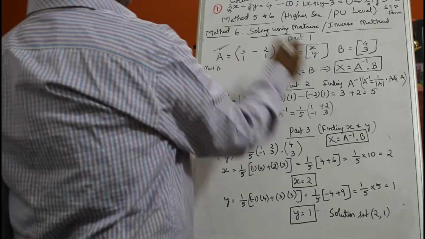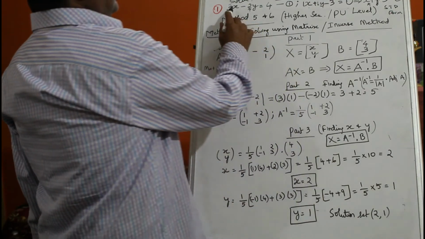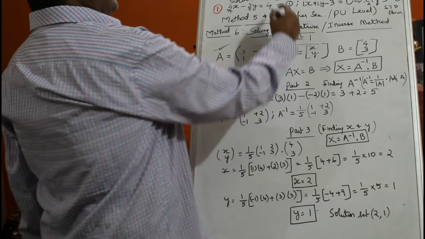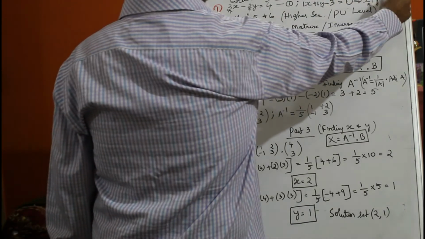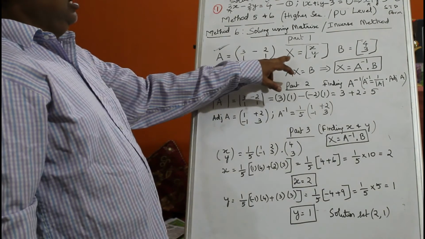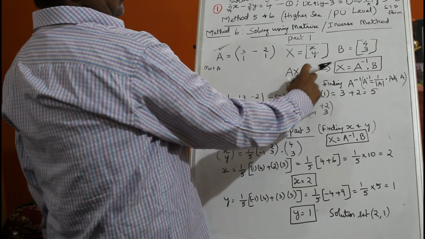Now this is called matrix A, and x is called the unknown matrix, x and y, which you have to solve. And B is called the constant matrix. 4 and 3 are called constants. So write the 4 and 3. Now the whole thing can be written as AX equal to B.